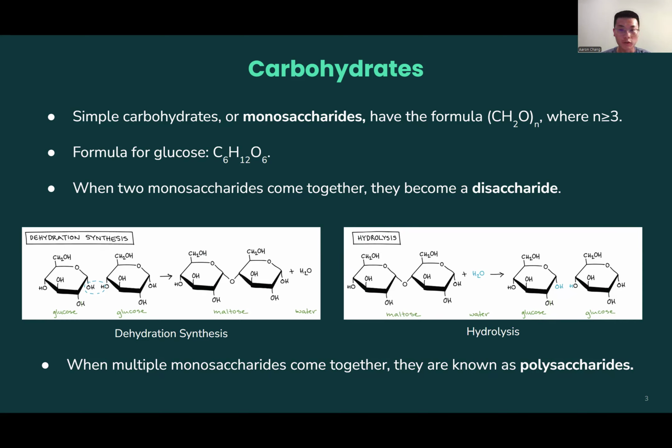Now for some examples. When glucose forms with another molecule of glucose, they form a disaccharide called maltose. When glucose comes together with fructose, it becomes sucrose. And when glucose comes together with galactose, it becomes lactose, the thing you find in milk. When multiple monosaccharides come together, they are also known as polysaccharides, which are the polymers, while monosaccharides are the monomers.